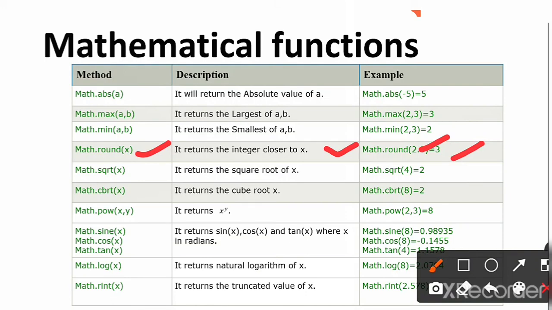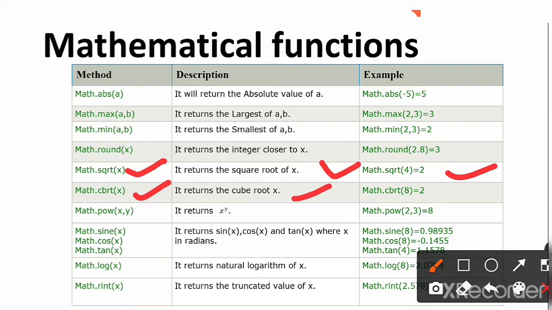The next function is the square root function, sqrt. We have seen the use of the sqrt function in C language. It has the same name here also: math.sqrt of x. It returns the square root of x. For example, math.sqrt of 4 returns 2 because the square root of 4 is 2. Similarly, we can find the cube root of a given number by calling the function math.cbrt, cube root of x. So this returns the cube root of x.